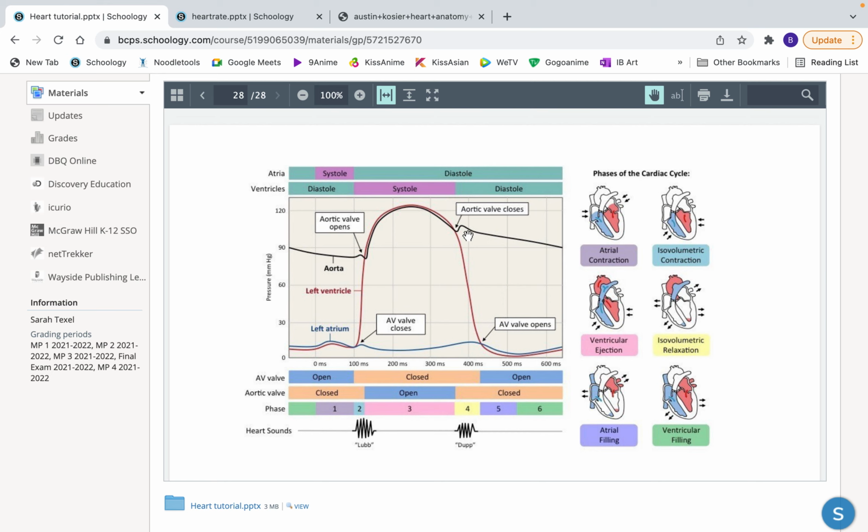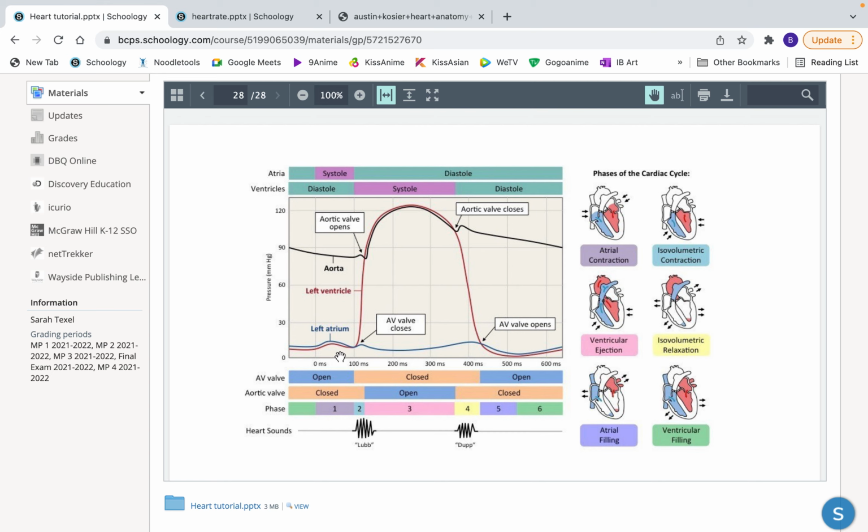So how do you know when that happens? Well, when you look at when the paths cross the first time, that's when the aortic valve opens. When they cross the second time and they separate again, that's when the aortic valve closes. That's when systole is going to end for the ventricle. All right?